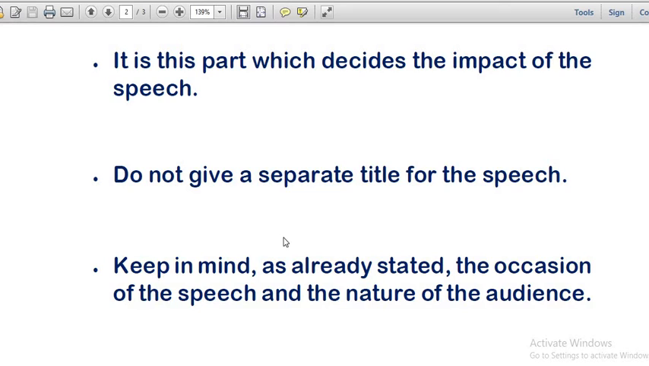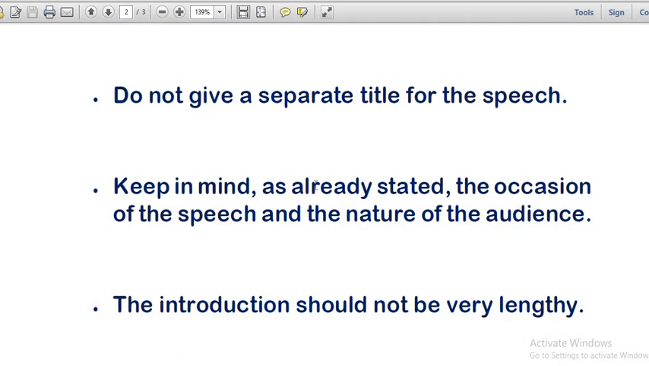Okay, next one, do not give a separate title for the speech. Obviously in the question the title will be given, and if not, a hint of the title will be given. You don't have to give another separate title for the speech, not needed at all. Next, keep in mind, as already stated, the occasion of the speech and the nature of the audience. That is something very important.